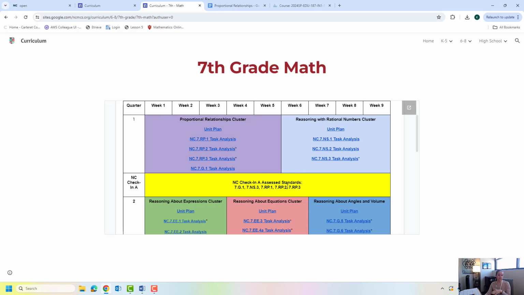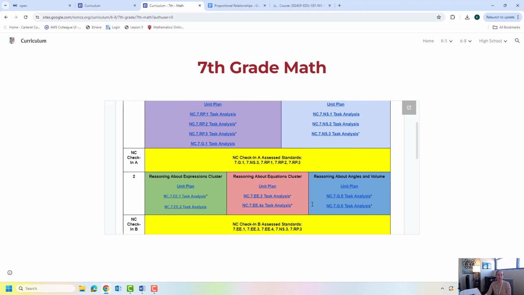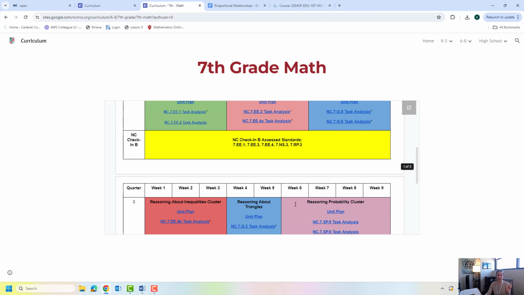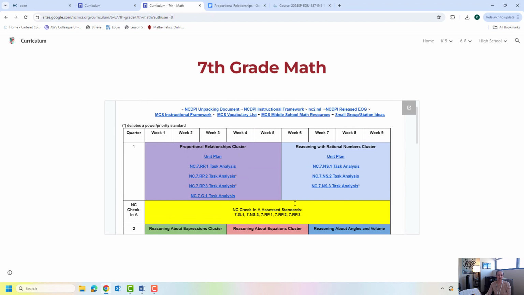Week 13, 14, 15, I'm going to do reasons about equations. So they break down for you all the different units, and they tell you how many weeks they expect for you to spend on them, which is just such an awesome resource. Now notice they also give unit plans.